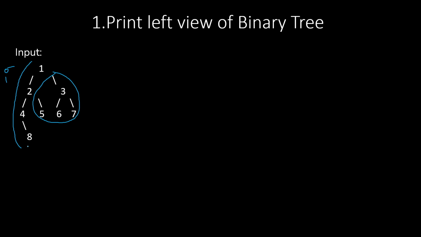How can we do that? That is the question here. If you observe carefully, there is a pattern here. You can see this is level 1, this is level 2, this is level 3 and this is level 4. If you observe carefully here, in each level there is only one element on the left side, that we are going to use. In each level only the left side element will be printed here.